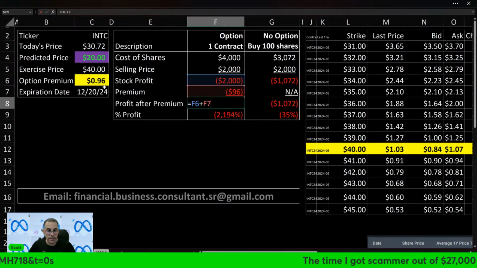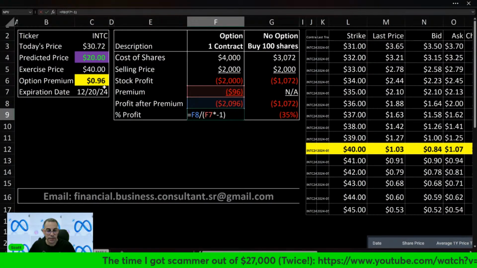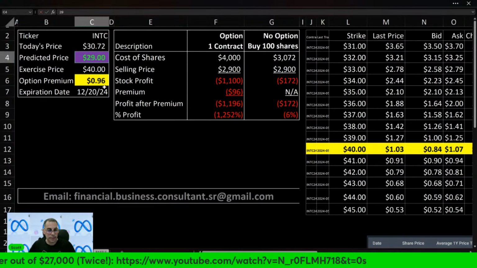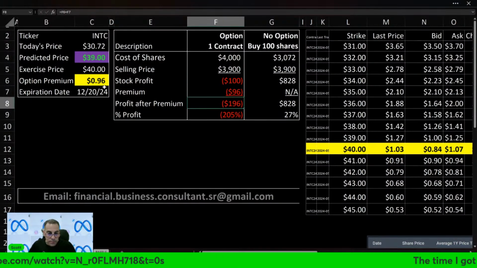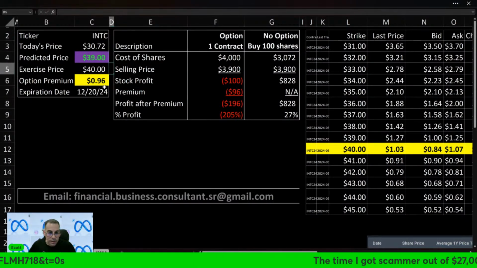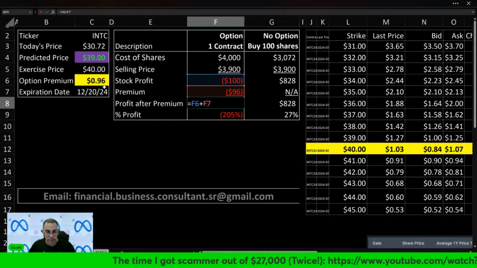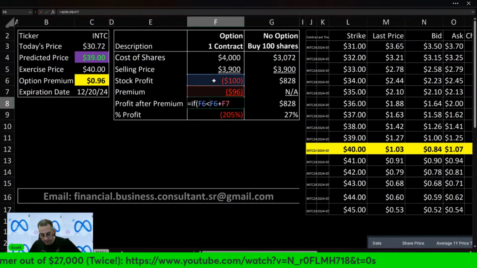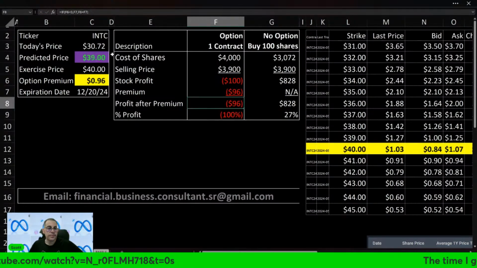I got to fix this formula. This is good. If this is less than 0, then this, else this. Okay, got to fix the formula so it made sense.